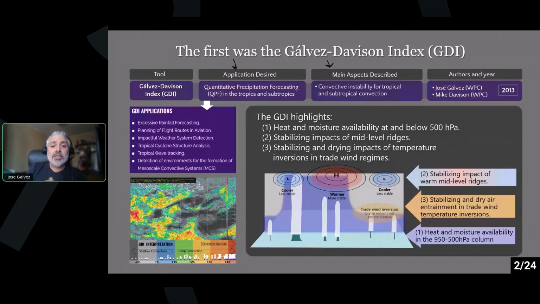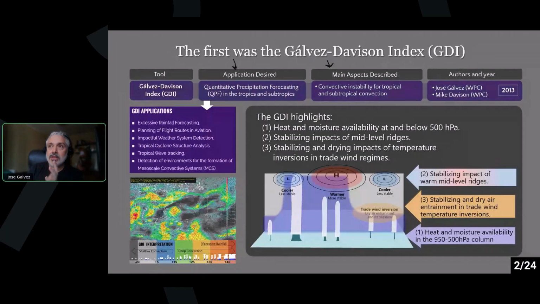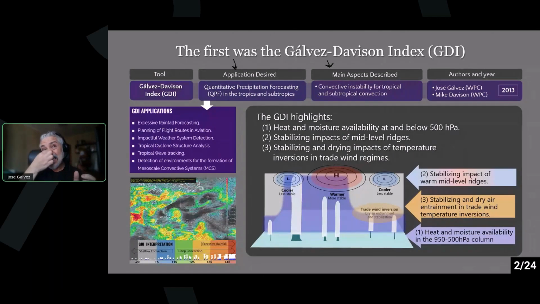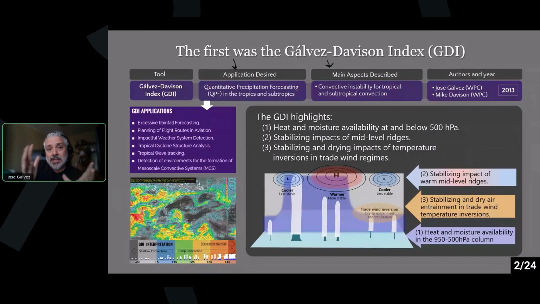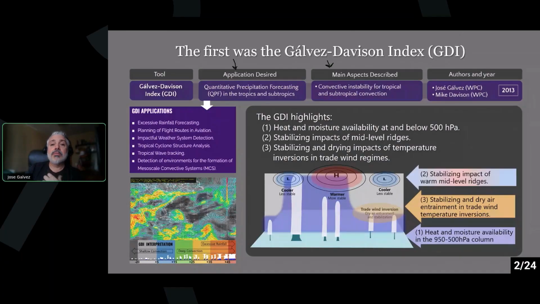From all these tools, the K index is the one that worked the best. I know Kathy and folks from CIMH made some studies about the applications of the K index. But other than the K index and precipitable water, which is just moisture, useful but just moisture, there was not a tool that could tell you in a more detailed way where the instability for tropical and subtropical convection was present. So that's why we developed the GDI.